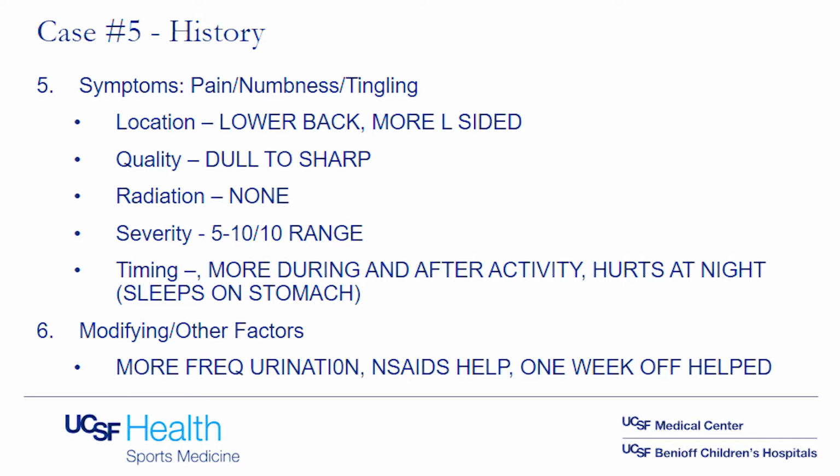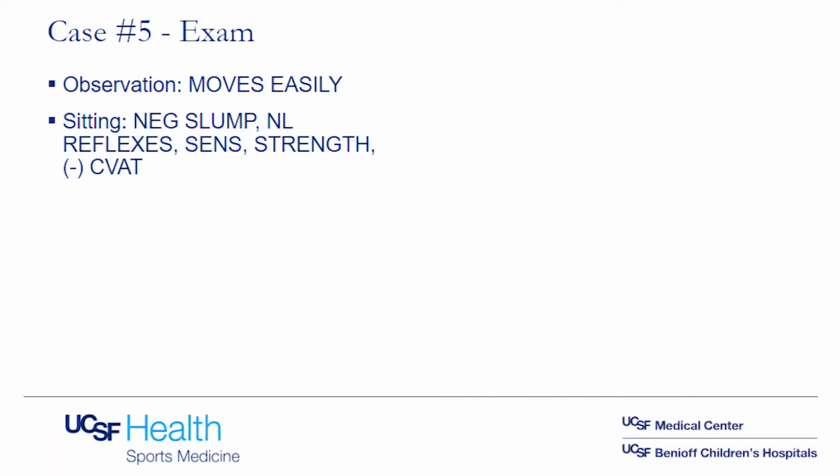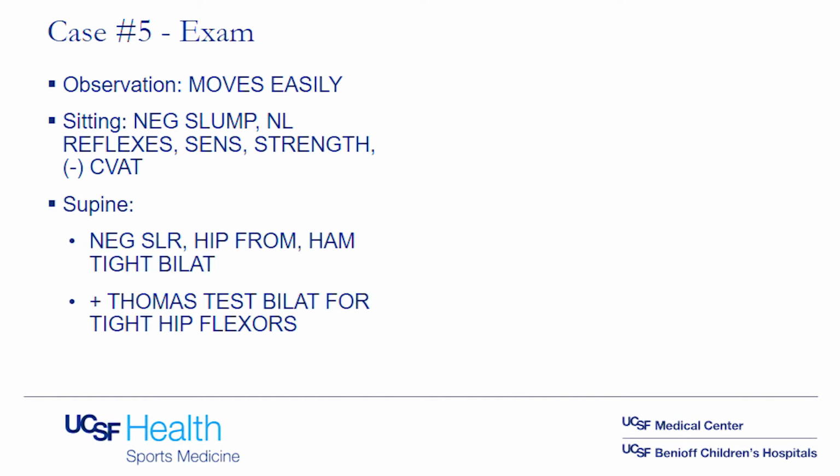Okay. Here we go. He moves easily. Here's the exam sitting. We do costovertebral angle tenderness, and why are we doing that? He talked about he's peeing more. We want to make sure it's not a kidney issue, but he's afebrile.